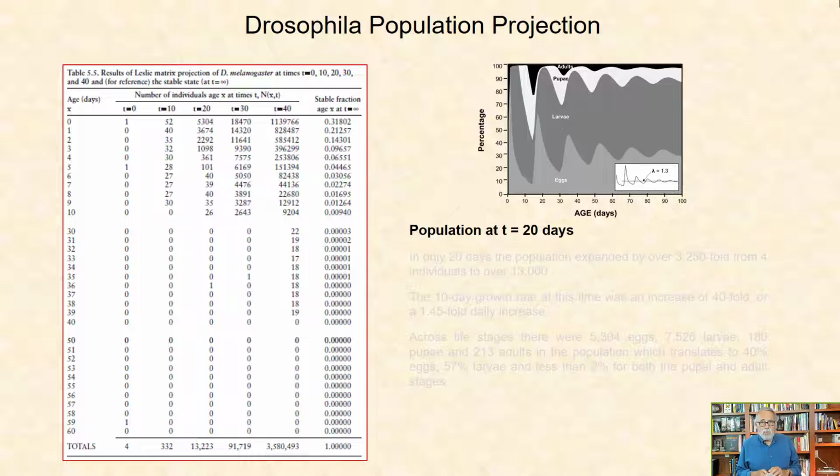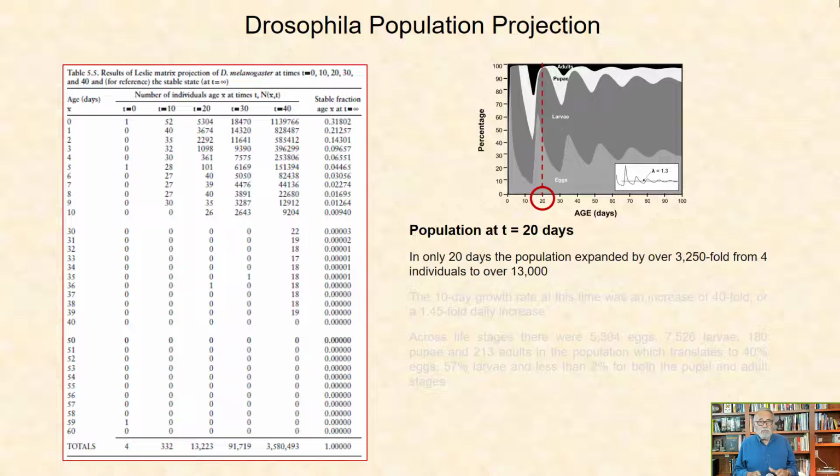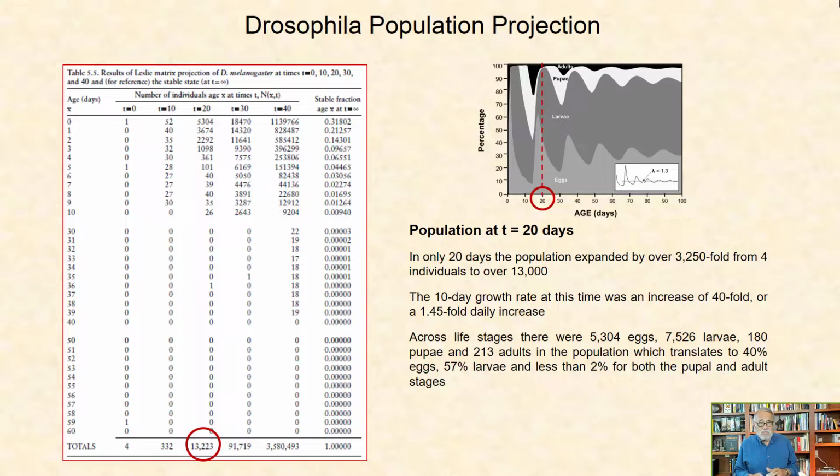Population at time t equaled 20 days. In only 20 days, the population expanded by over 3,200-fold, from 4 individuals to over 13,000 individuals. The 10-day growth rate at this time was an increase of 40-fold, or a 1.45-fold daily increase. Across life stages, there were 5,300 eggs, 7,500 larvae, 180 pupae, and 213 adults in the population, which translates to 40% eggs, 50% larvae, and less than 2% for both the pupal and adult stages.